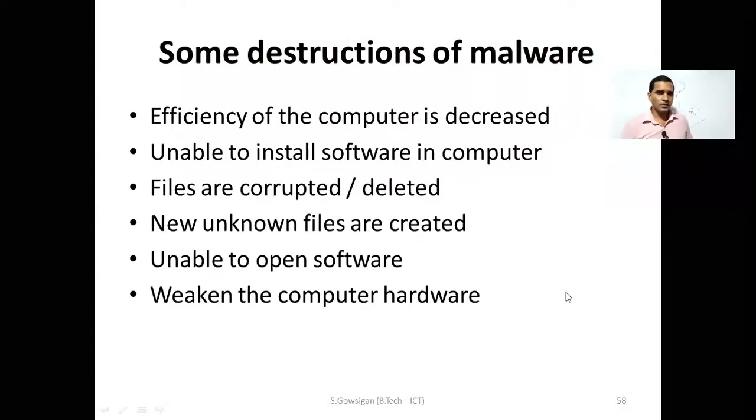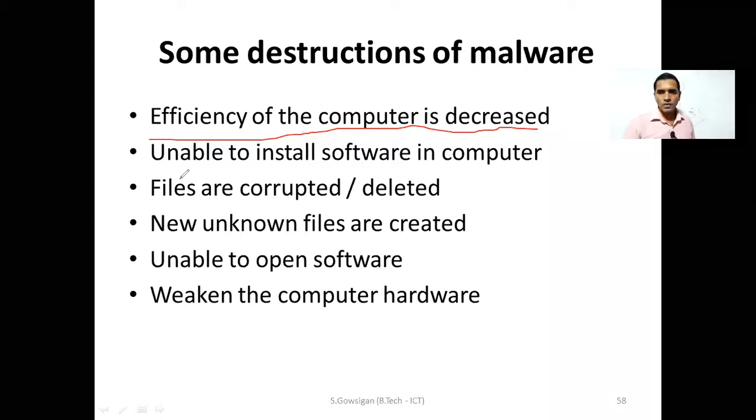Right, look here, I have listed these. These are very common behaviors of malware. Look at the first one: efficiency of the computer is decreased. Your computer has an efficiency, has a speed, but if malware comes to your computer, definitely you can feel a decrement in the efficiency. Your computer speed becomes low, even efficiency is affected. So that is one of the behaviors of a malware.